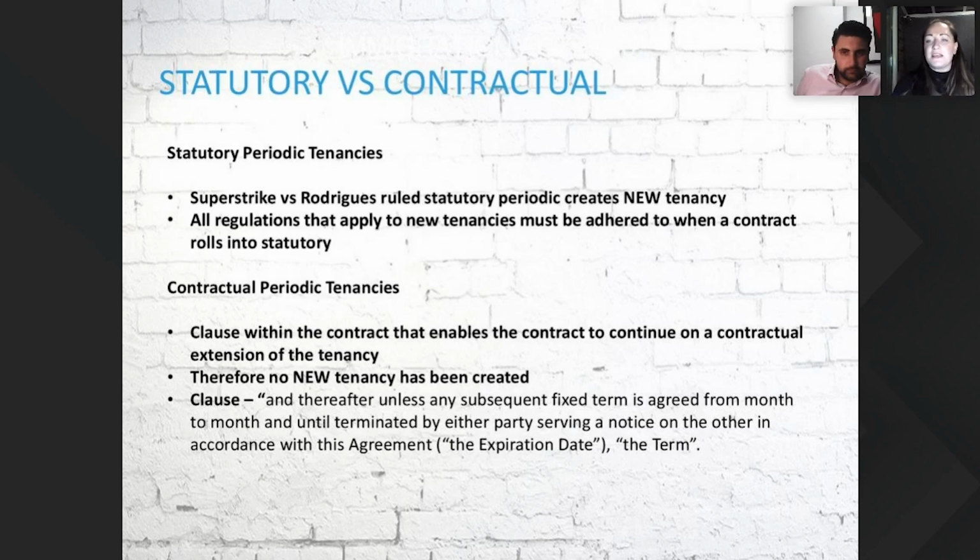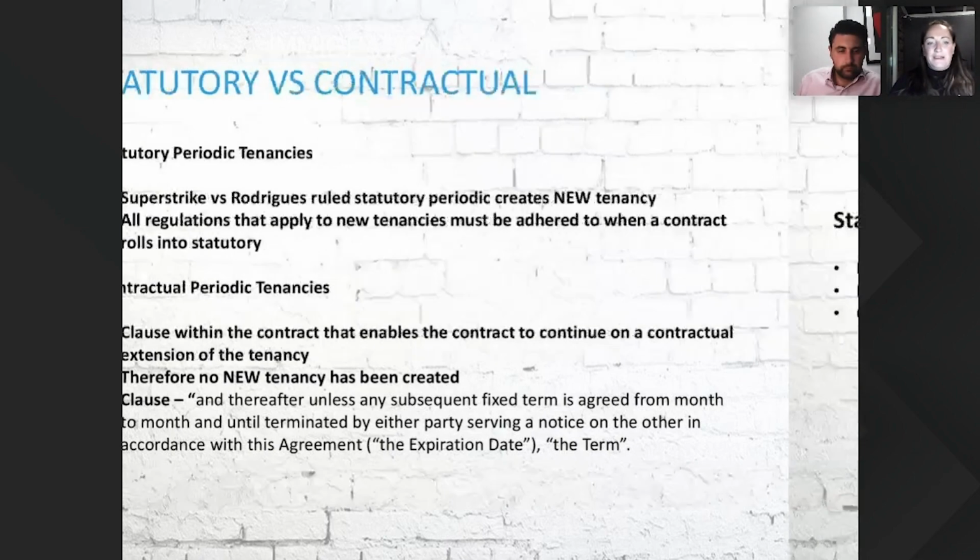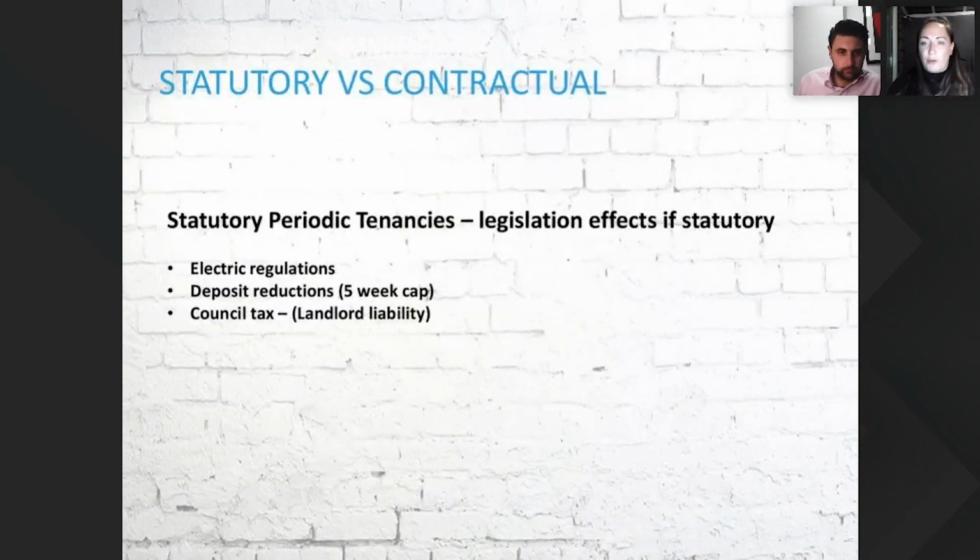So what that means is that every tenancy has a fixed term, so a 6-month period. At the end of that 6 months, it rolls on for a period of 1 month. And it will do that every month until you either end the tenancy or renew the tenancy for a further fixed term. But what that means is every single month that that tenancy is statutory rolling, you are creating a new tenancy.